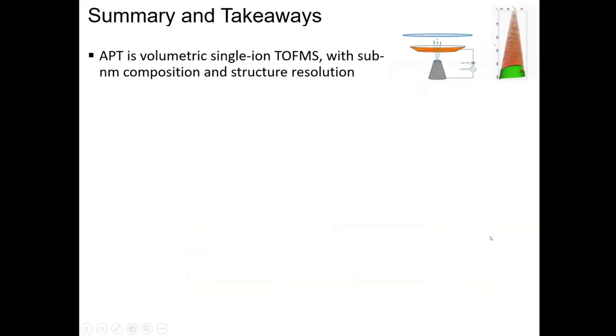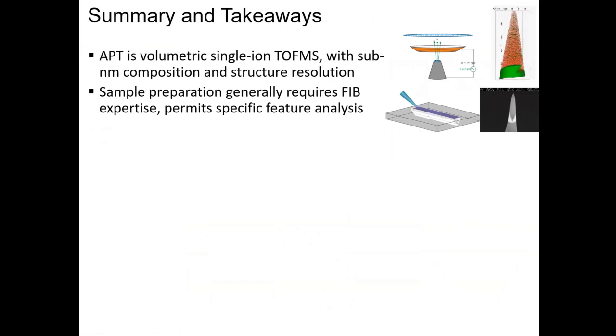So, that brings us to the end of our examples and our summary slide. The takeaways here: atom probe is a volumetric, one ion at a time, time-of-flight mass spec microscopy technique with sub-nanometer composition and structure resolution. It can tell you a tremendous amount about your samples. Sample preparation is generally the big gatekeeper for this technique. It requires focused ion beam expertise, and the advantage to that, of course, is that it permits site-specific feature analysis.